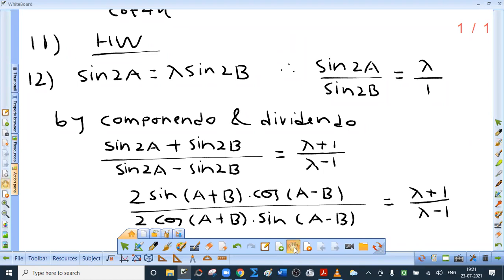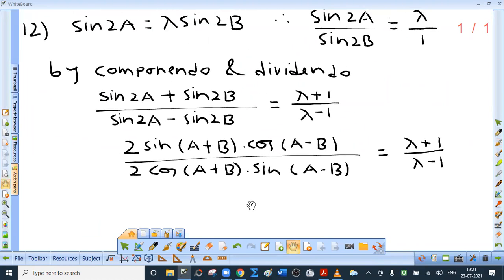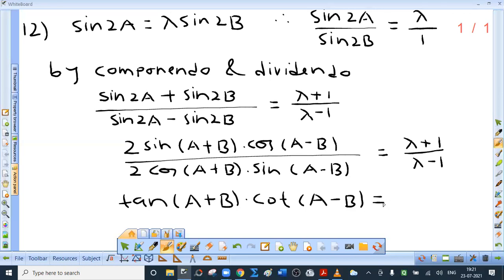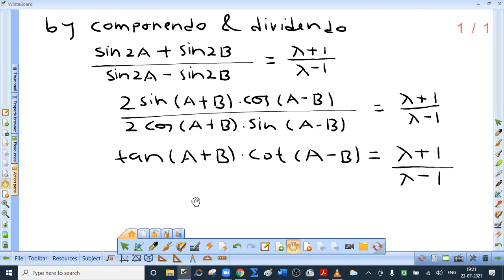Now apply factor formula both in numerator and denominator. So this gives me tan A plus B into what is cos by sine, cot A minus B. But in the next step, what is cot? 1 upon tan. The right hand side as it is. See, componendo dividendo is to be applied on proportion: numerator plus denominator upon numerator minus denominator on both the sides.